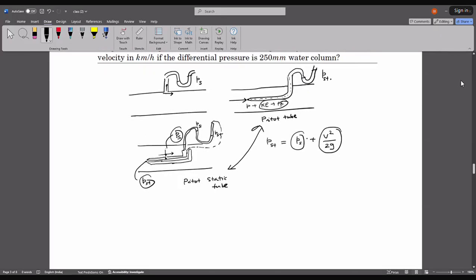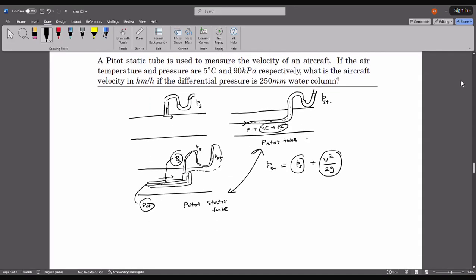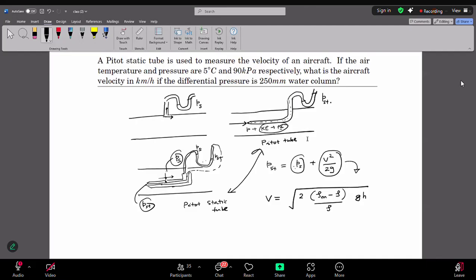So here in this question, using a pitot static tube, if you want to measure, the formula comes out to be V equal to square root of 2 into rho m minus rho over rho into G into H. Basically from here we get this formula because this pressure difference is measured in terms of the height difference in the manometric liquid, and that is expressed as here.